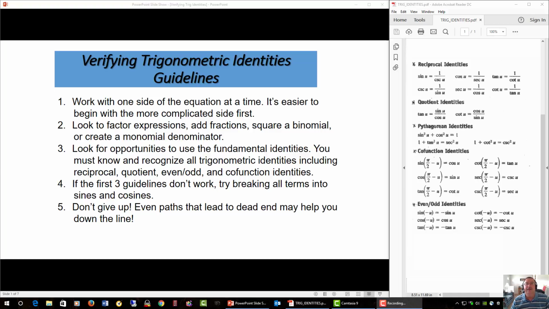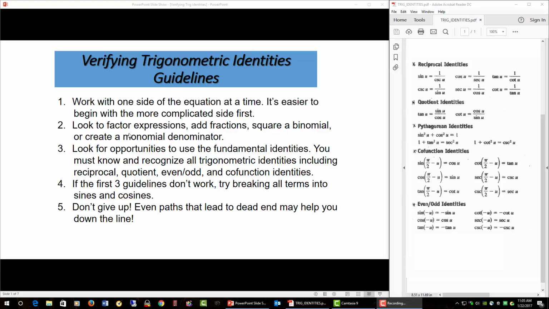Hi everyone, Professor Bob Young here, and in this instructional video, we're going to be talking about verifying trigonometric identities, and here are some guidelines we're going to look at to start out. The first guideline would be to work with one side of the equation at a time. It's easier to begin with the more complicated side first.